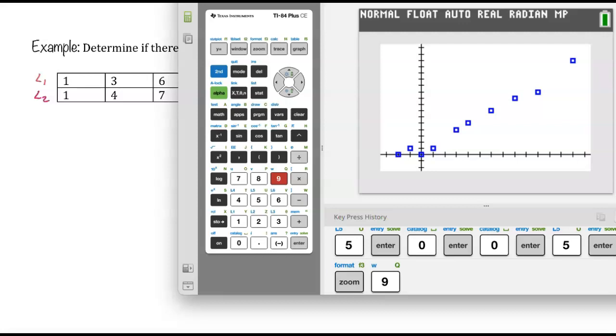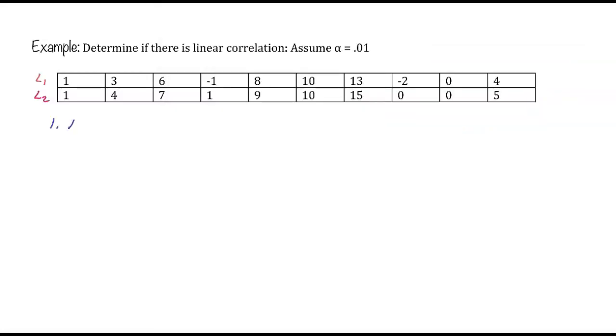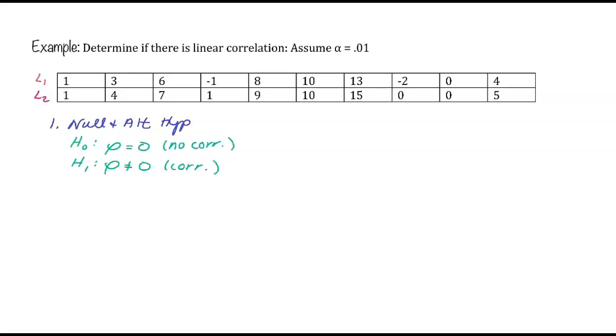and see if that hypothesis test confirms our instincts. The first step is always to determine the null and alternative hypotheses. The null hypothesis for this type of test will always be that rho is equal to 0, that there's no linear correlation. And the alternative hypothesis will always be that rho is not equal to 0, that there is a linear correlation. The second step is to calculate R.